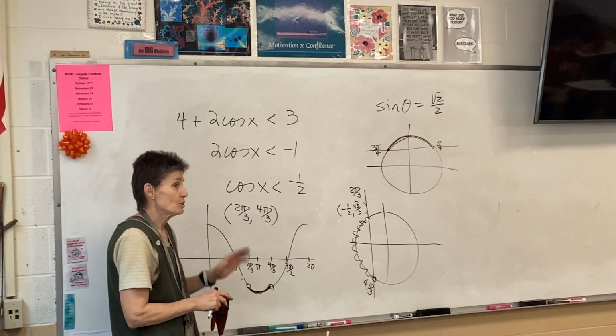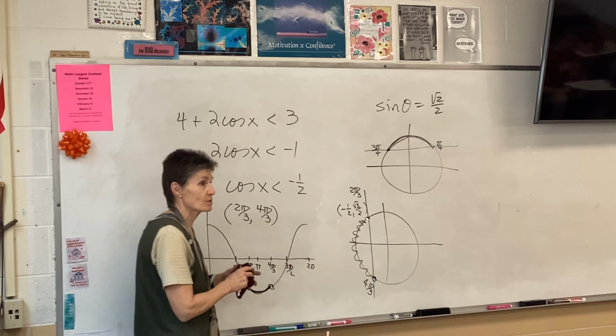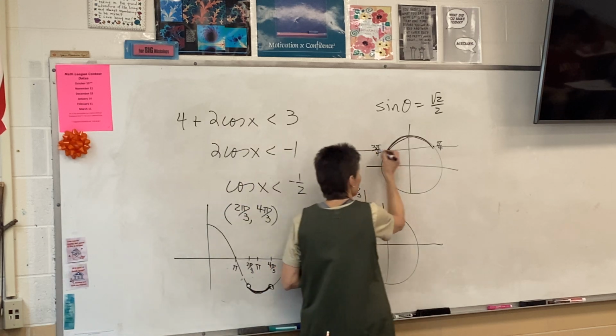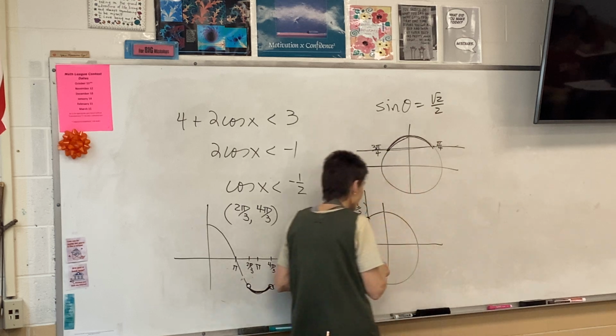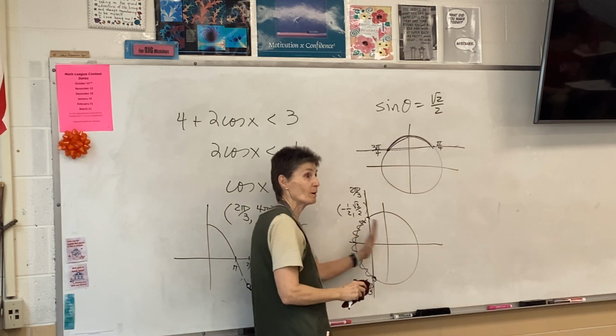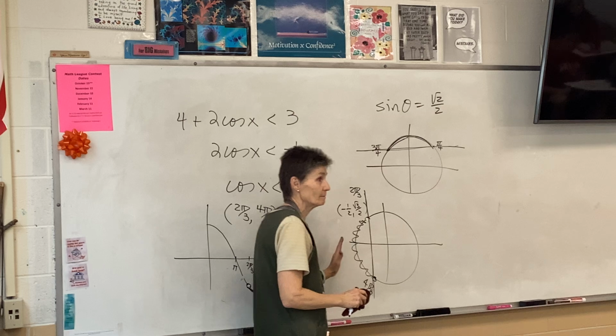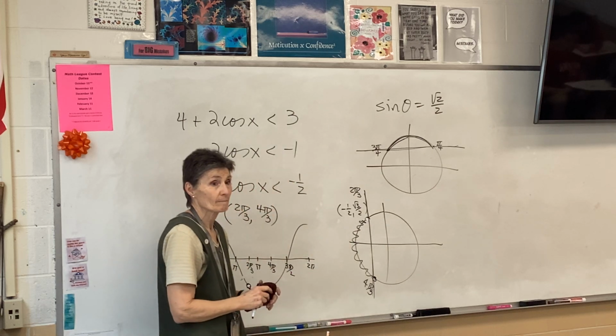Completely up to you. Just remember, if you're using the unit circle, for a sine problem, you're looking at y's. You want to be above or below. For a cosine problem, you're looking at x's. You want to be left or right.